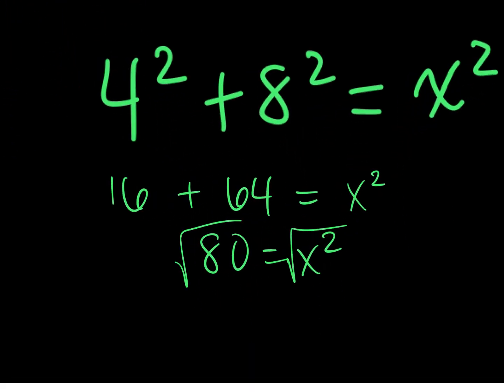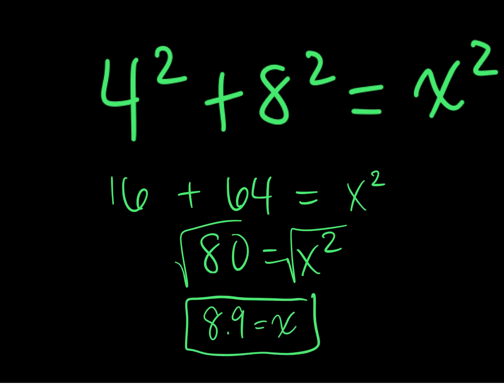Do you know the square root of 80? No. Me neither. So what should we use? Calculator. So we're going to take the square root of 80. What do you get? 8.9 equals x. Do we care about the negative value? No, because length is never negative.